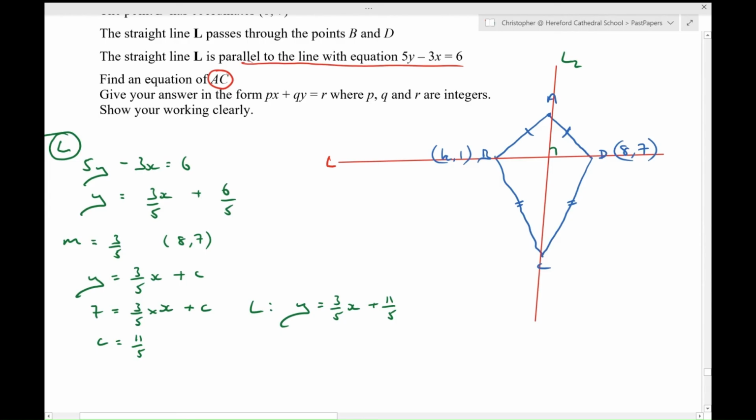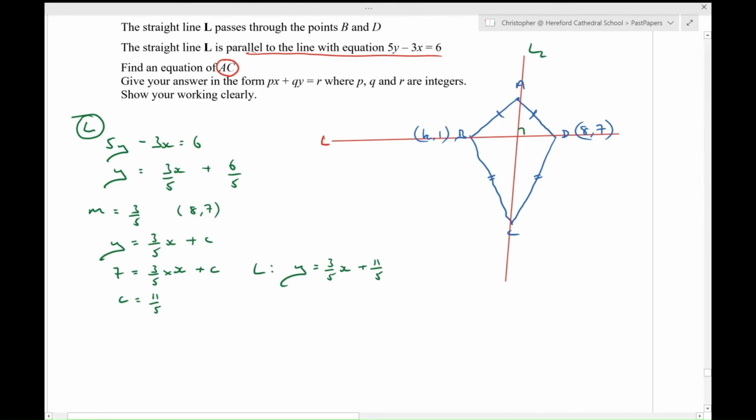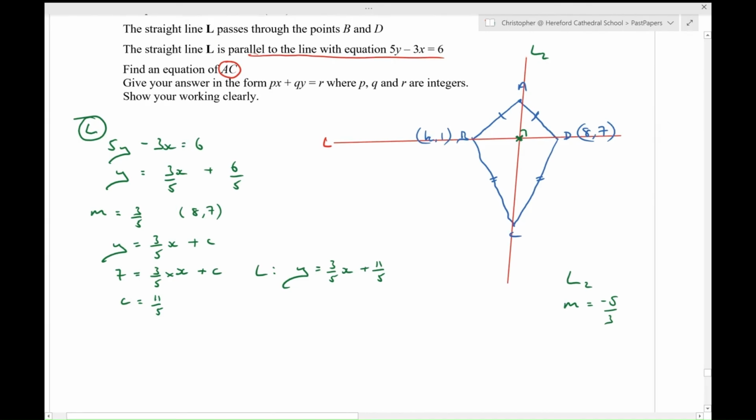That's helpful, but I'm being asked to find the equation of the line from A to C, or L2, on my diagram. Now, what do I know about L2? I know its gradient now. I know its gradient is the negative reciprocal, so its gradient is minus 5 over 3. But I don't know a point on the line. I know it goes through here, which is the midpoint of B and D, but I don't know what B is. But I could find what B is, because B lies on the line L. So I can find the coordinates of B, because point B lies on this line.